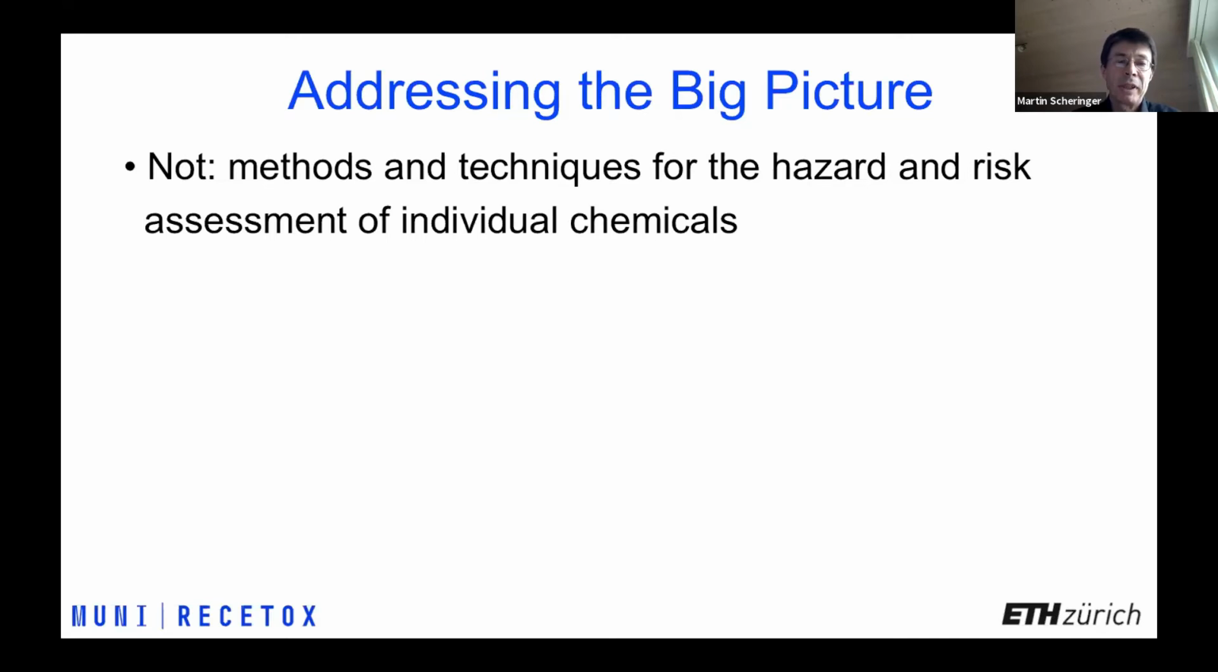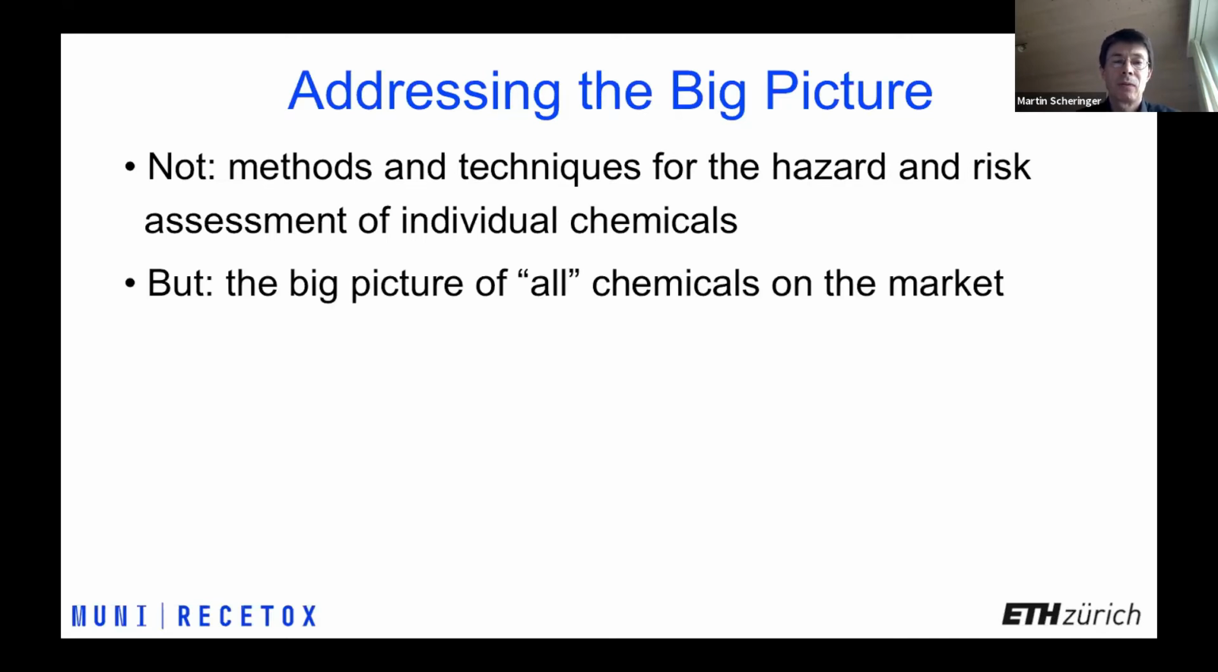But today I will speak about the big picture of, let's call it, all chemicals on the market, which is more difficult and more challenging as a topic. So how big is this big picture, and where can we start this kind of conversation? And perhaps we can just start by looking at the numbers of chemicals on the market.